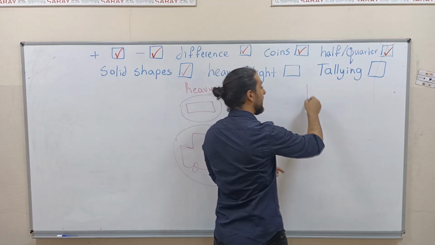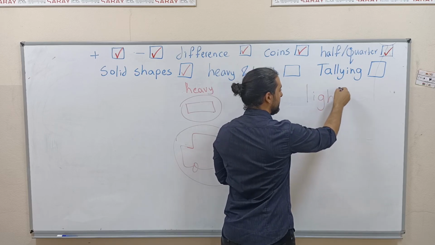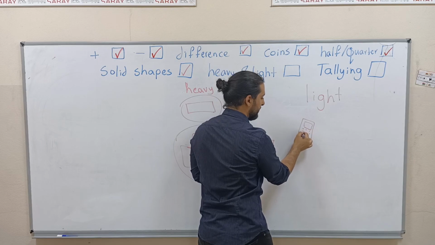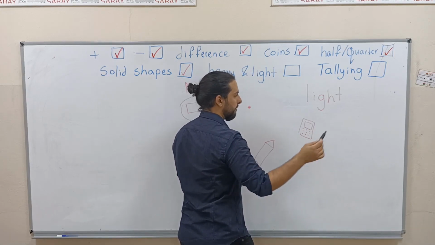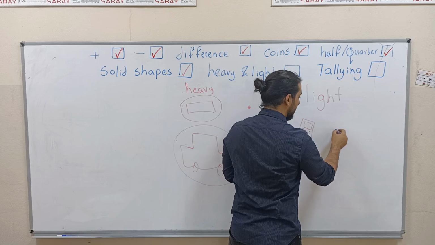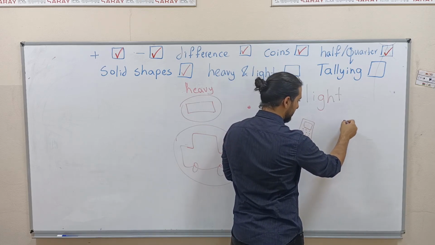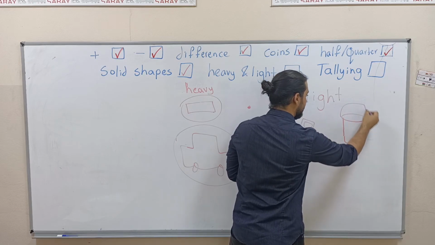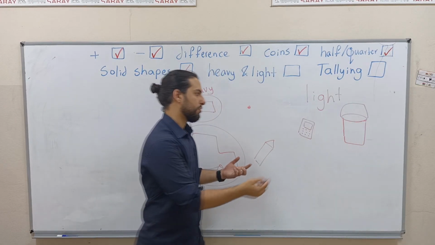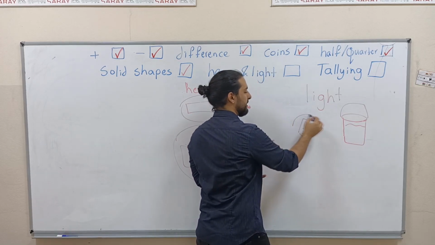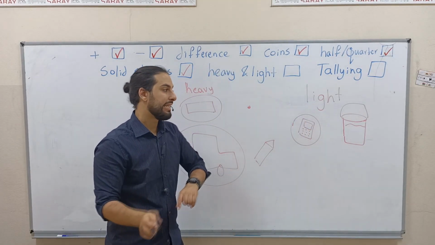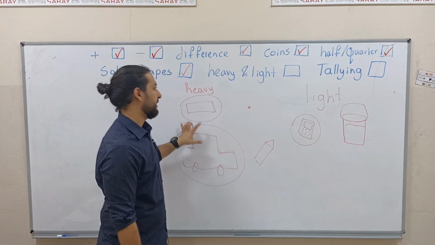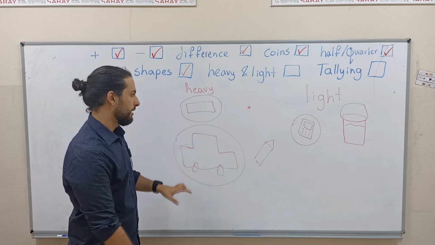If the question is light, then we have a phone, maybe, and, let's have a water bottle, for example. Okay, a bucket. So which one is light? This one is full of water. So obviously this one is lighter. So circle the one that is light. We have to circle the one that is lighter. If it's heavy, we circle the one that is heavier.